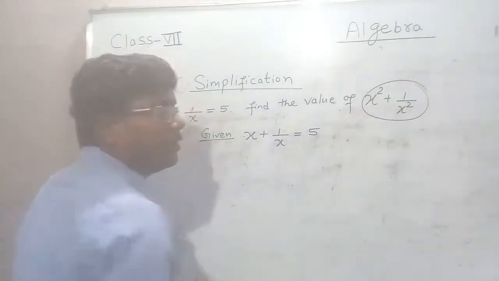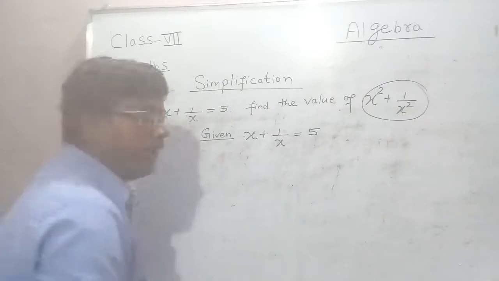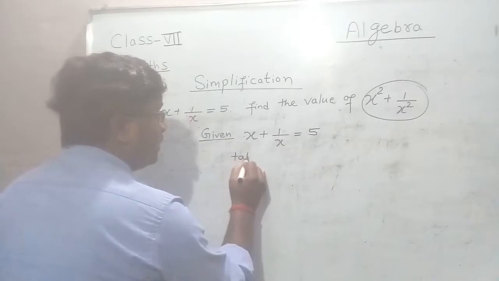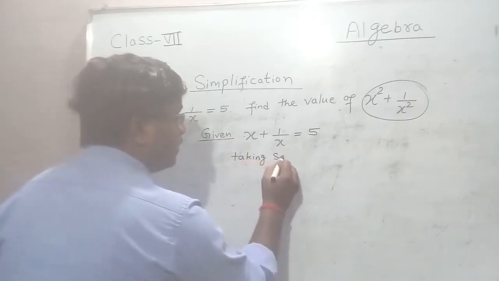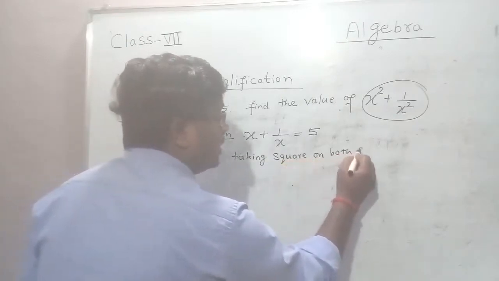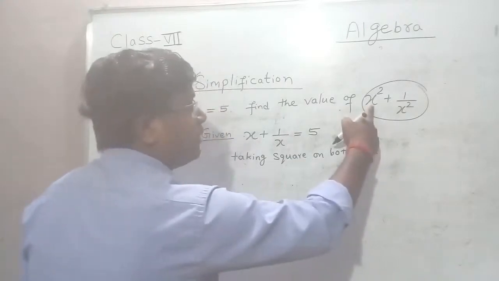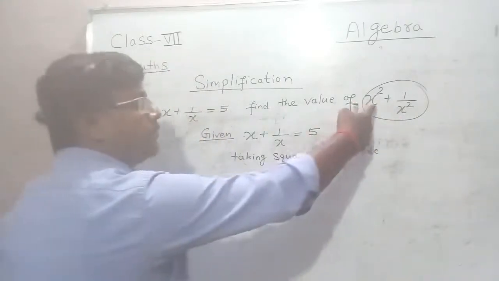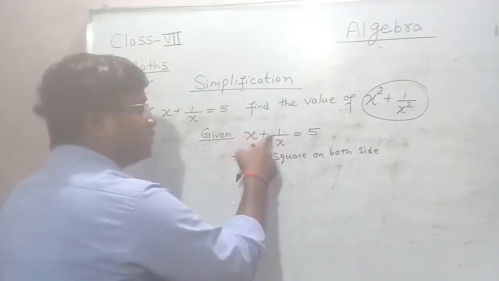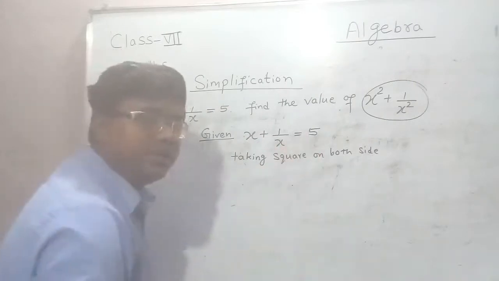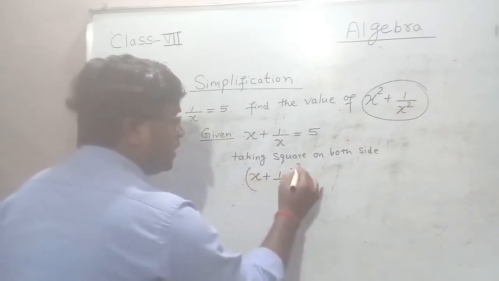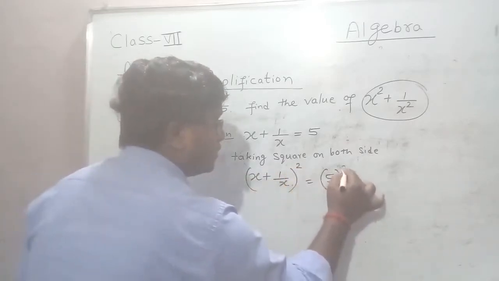A square term is here, so let's find the square. Taking square on both sides. Here is the power 2, so it will give you the hint to take the square on both sides. Your left hand side is x plus 1 upon x and your right hand side is 5. So x plus 1 upon x whole square is equal to 5 square.